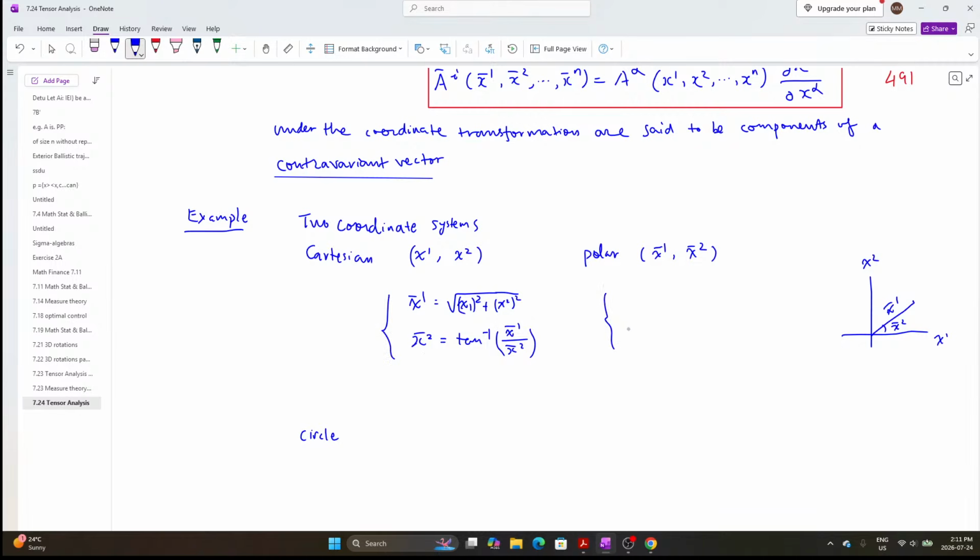So what would be the inverse? We'll just keep that now, okay? We're probably going to use the inverse transformation somewhere down the road, so let's just calculate that for convenience. So x1 is, of course, r cosine theta, which is x bar 1 times cosine of x bar 2.